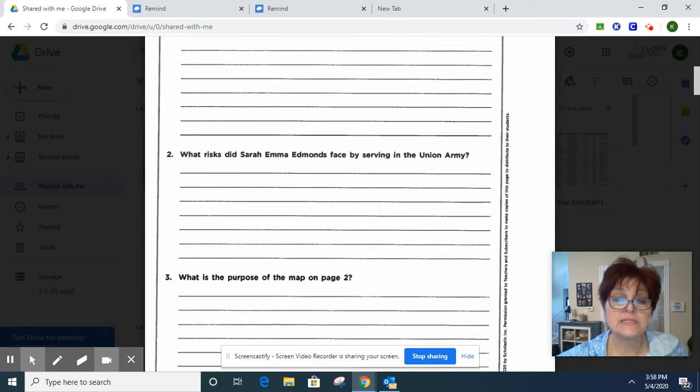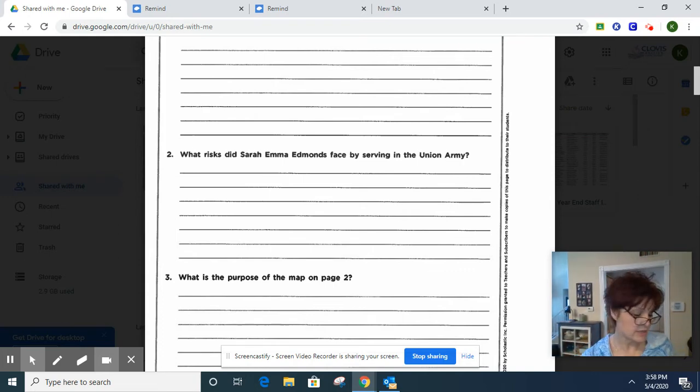Number 2, what risks did Sarah Emma Edmonds face by serving in the Union Army? Well, she faced the risk of being captured because she was sneaking. So first of all, if she would have been caught or even seen, maybe she was dressed up as a man, but when she went behind enemy lines, she may have sold the cakes as a woman without the North knowing. But if she did that, she could be a spy, and the Southern Army would not expect her to be part of the Northern Army because she was a woman.